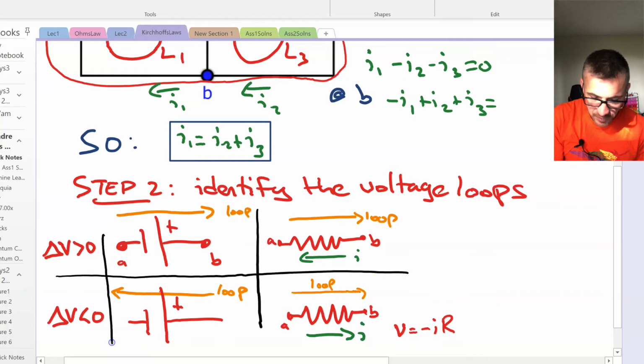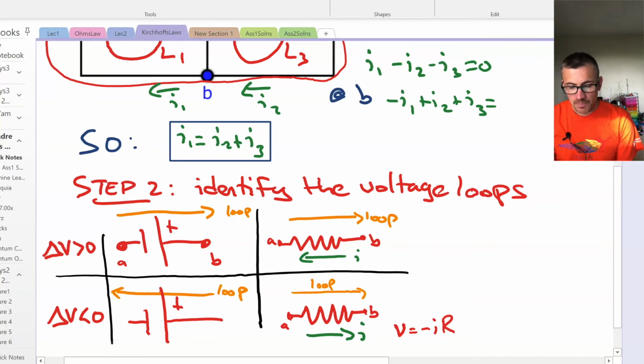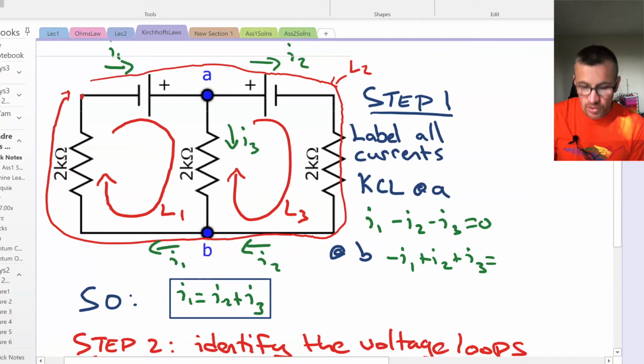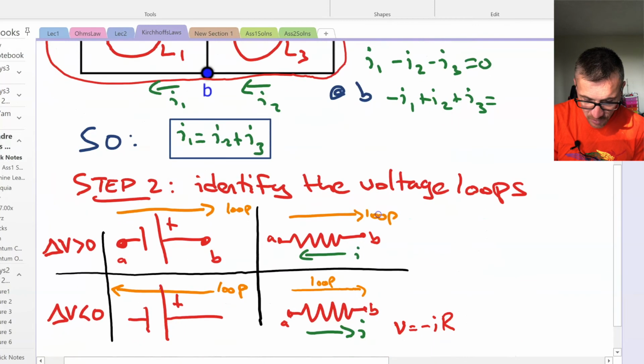We can do this. All our voltage changes will be positive in the top and negative on the bottom. And these are the only things we need to worry about. So let's have a look at the first voltage loop here. Starting at the top left corner, we're going through a battery, through a 2K resistor, through another 2K resistor.